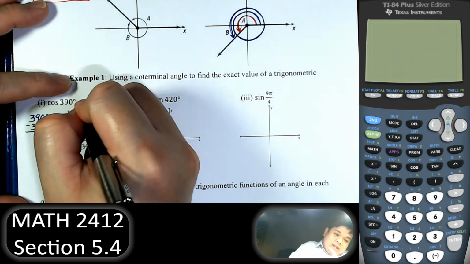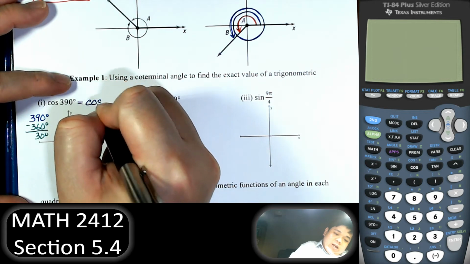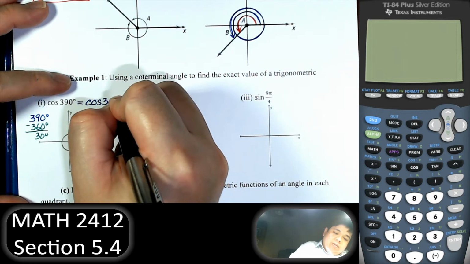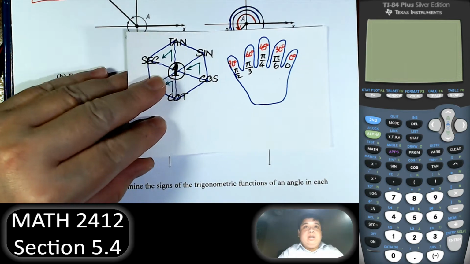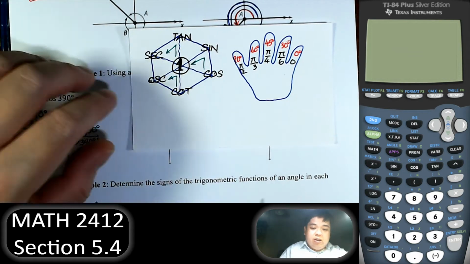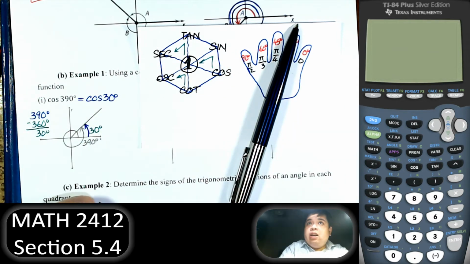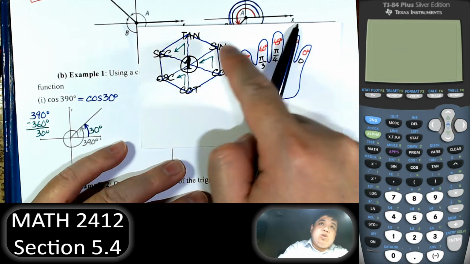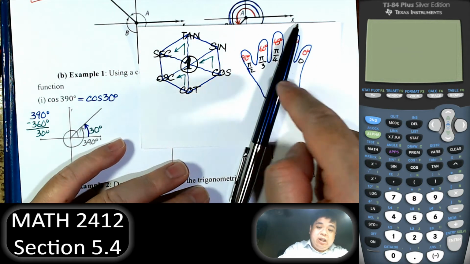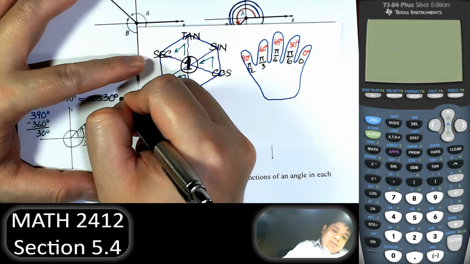And so we can say just cosine of 30 degrees. Remember the hand trick for 30 degrees. Just go over that finger. And cosine is the number of fingers on the left, so we have square root of 3 divided by 2.